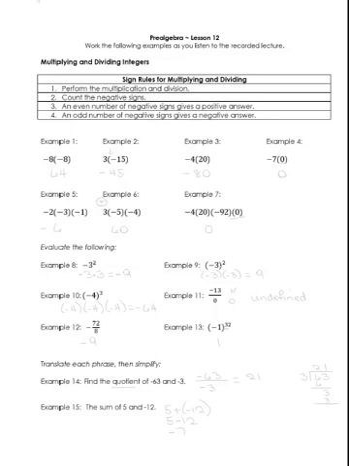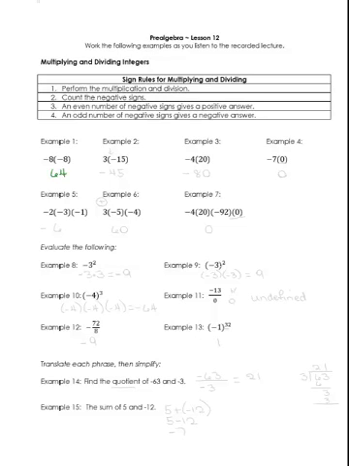Let's look at some examples. Example 1 says negative 8 times negative 8. Well, I'm just going to do the multiplication. 8 times 8 is 64. Now, how many negatives did I have in my problem? 1, 2. That's an even number. Positive answer. A negative times a negative will always give me a positive.